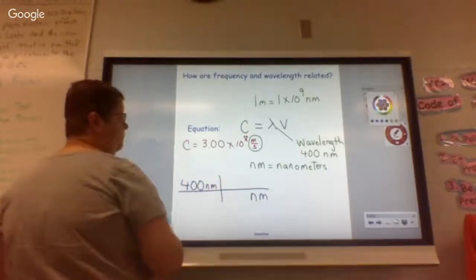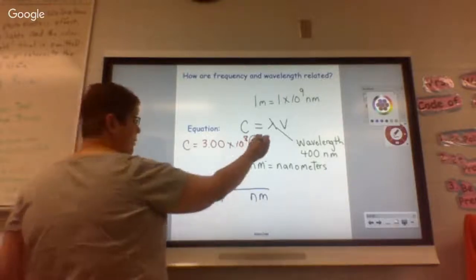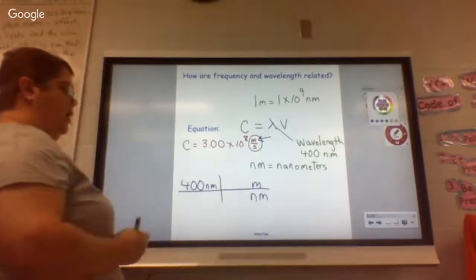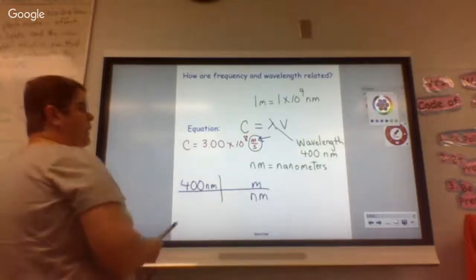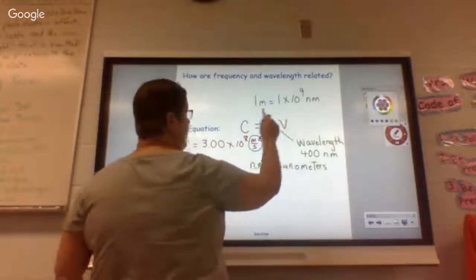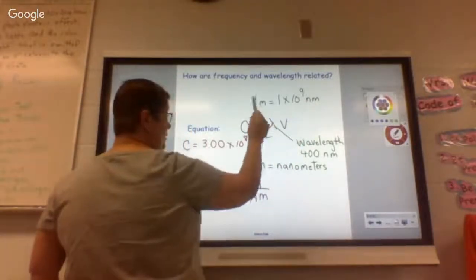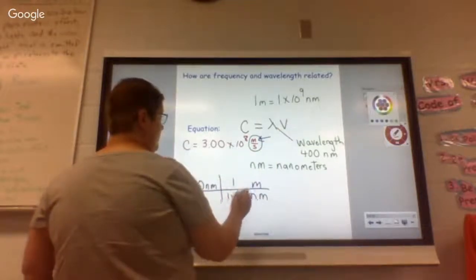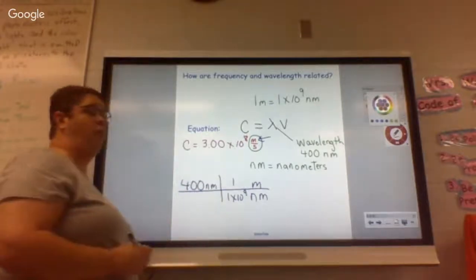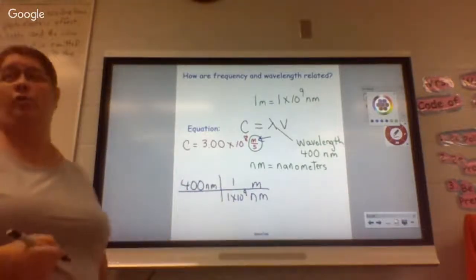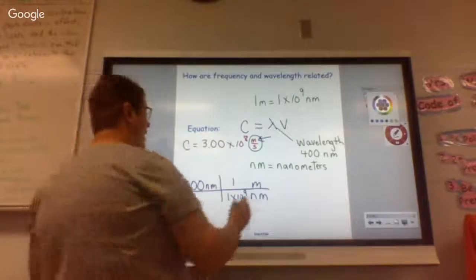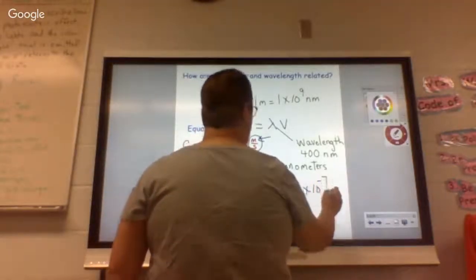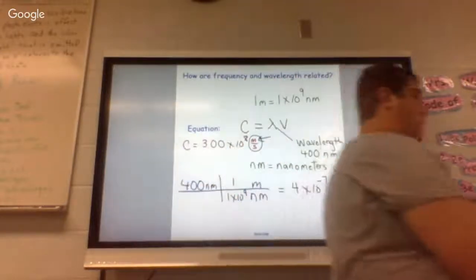All right, what goes on top? Remember, we've got to get it to meters. All right, so who's bigger? Meter. And if you don't know, just look up here at the relationship I gave you. What's beside meters? 1. What's beside nanometers? 1 times 10 to the 9th. So in order to do this formula, there's 2 relationships you have to learn. So when you divide, I'm doing the math right in my head, it's 4 times 10 to the negative 7 meters.